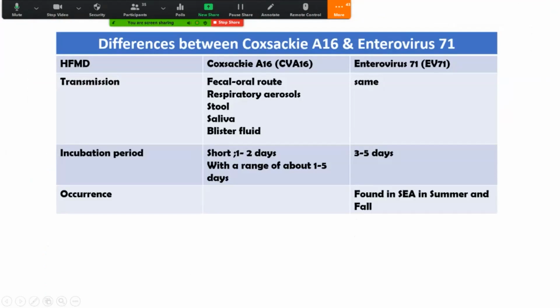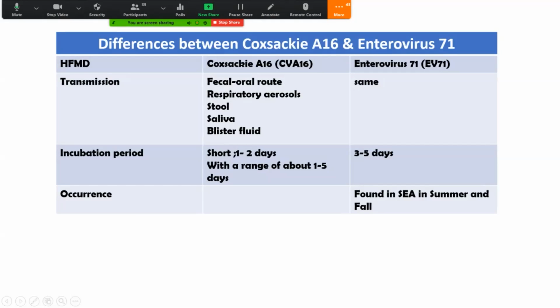Okay, so for this table, I try to show you the difference between Coxsackie A16 and enterovirus 71. The way to control is to cut off the transmission route, especially transmission by the fecal-oral route, and also through respiratory aerosol from stool, from saliva and blister fluid.